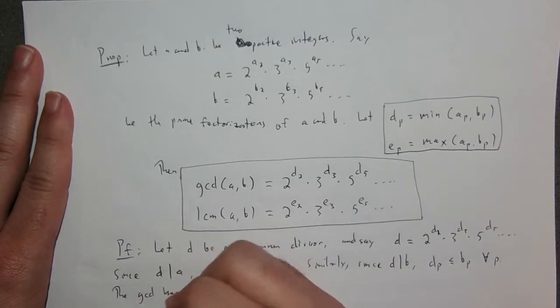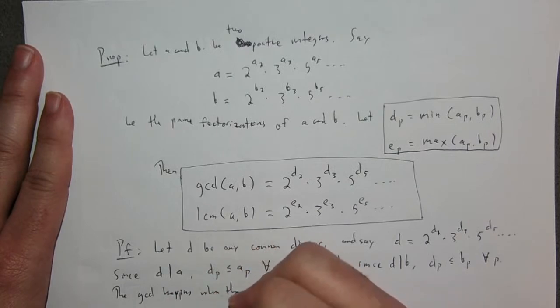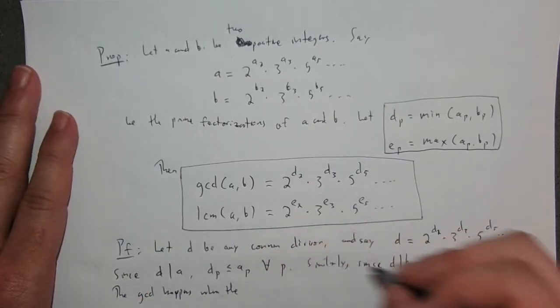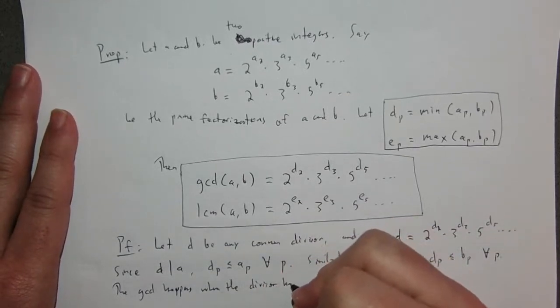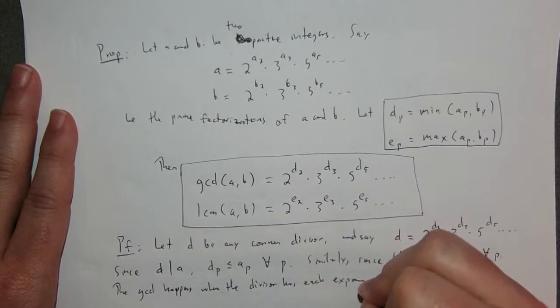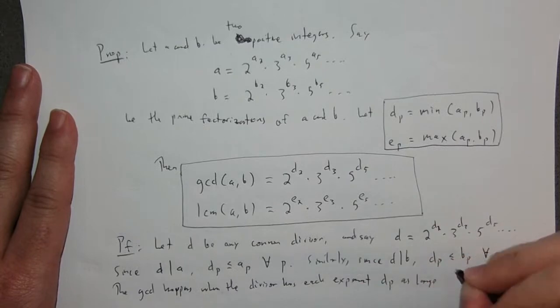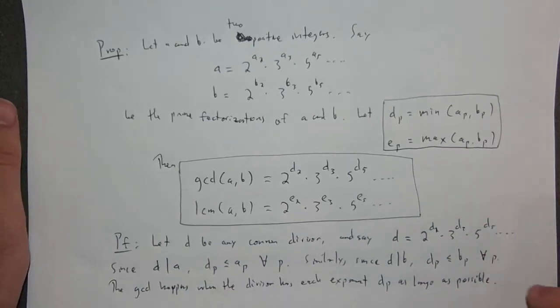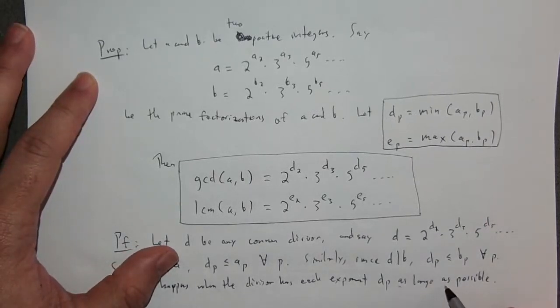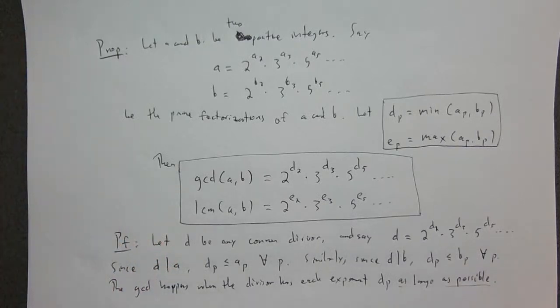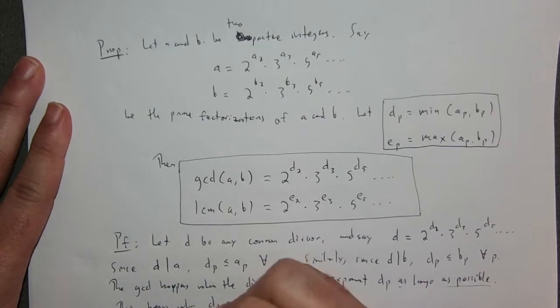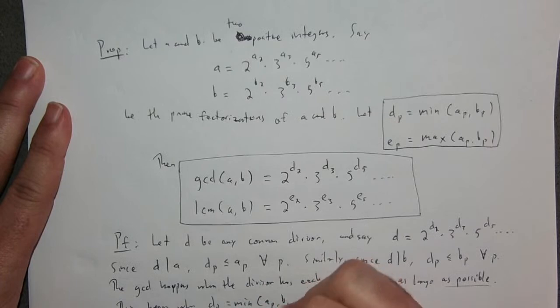The GCD happens when the divisor has each exponent d sub p as large as possible. So it turns out what's important here is this is going to be as large as possible. It's not necessarily the as large that matters here, it's the as large as possible here. So when does this happen? This happens when d sub p is equal to the minimum of a sub p and b sub p.